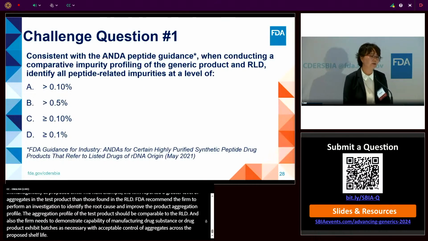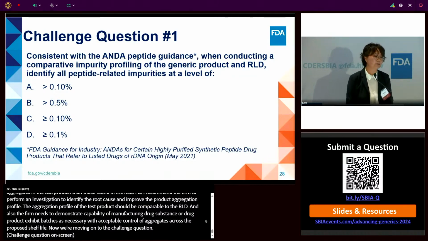Now we're moving on to the challenge questions. Question number 1: consistent with the ANDA peptide guidance, when conducting a comparative impurity profiling of the generic product and RLD, identify all peptide-related impurities at a level of: A, greater than 0.10%; B, greater than 0.5%; C, greater than or equal to 0.10%; D, greater than or equal to 0.1%.